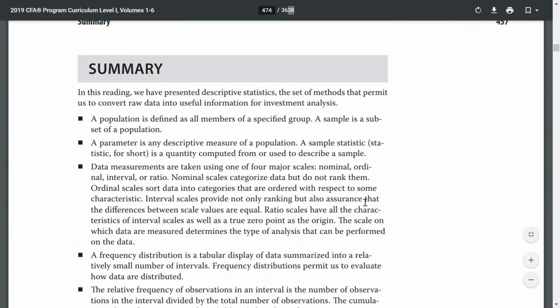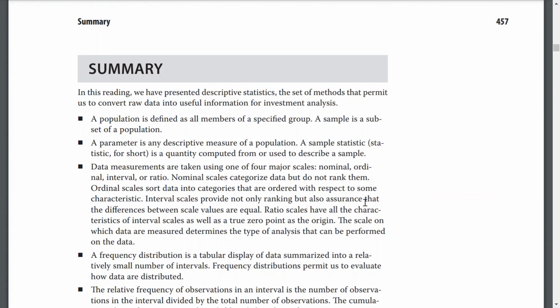All right, here's the summary. What is the summary of CFA Level 1, Chapter 8? Well, in this reading, we have presented descriptive statistics, the set of methods that permits us to convert raw data into useful information for investment analysis. That's what quantitative analysis is all about. So quantitative analysis is all about taking raw statistics and making sense of it.